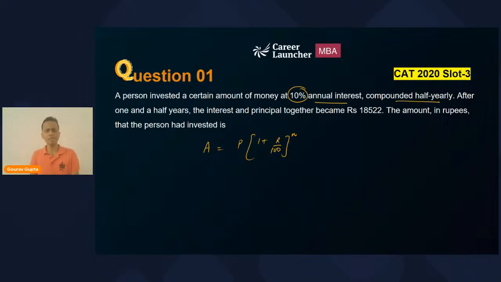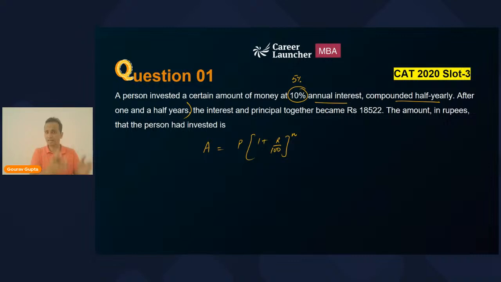ठीक है ना? So 10% is the annual interest. So interest for half year will be 5%. So rate of interest that will put in the formula will be 5. Okay. Now the amount is invested for 1.5 year. In 1.5 year, how many periods of 6 months are there?